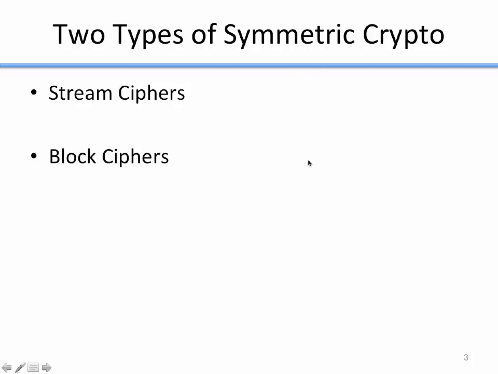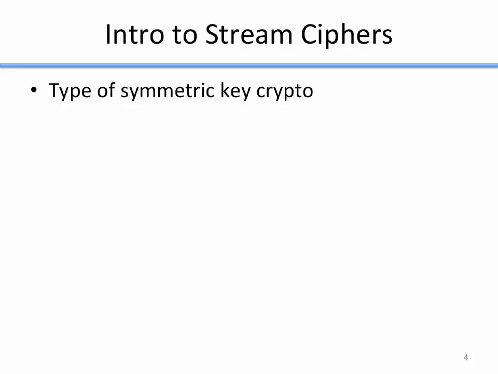Well, there's two types of symmetric key cryptography. The first is called stream ciphers, and the second are called block ciphers. And today we're going to talk about both of those. So let's jump into stream ciphers.